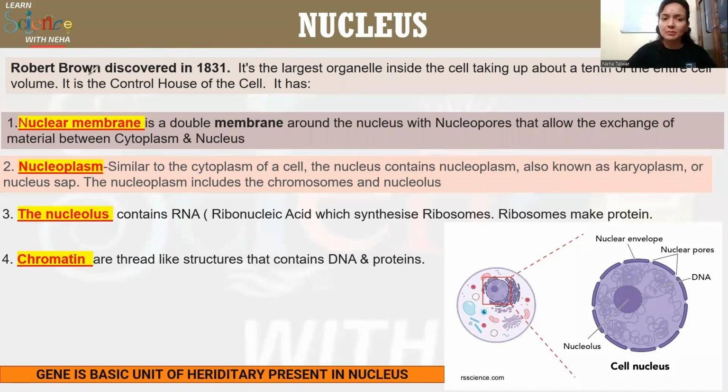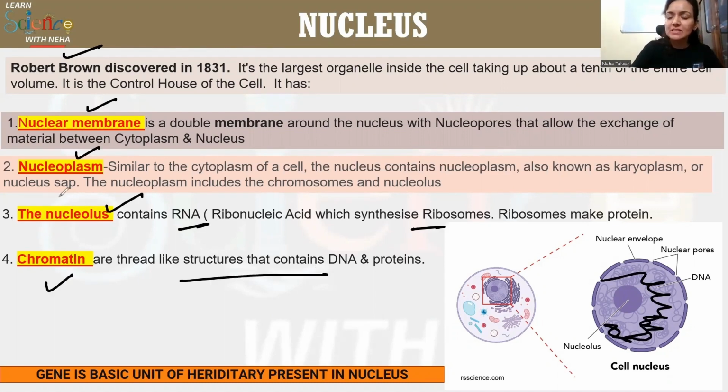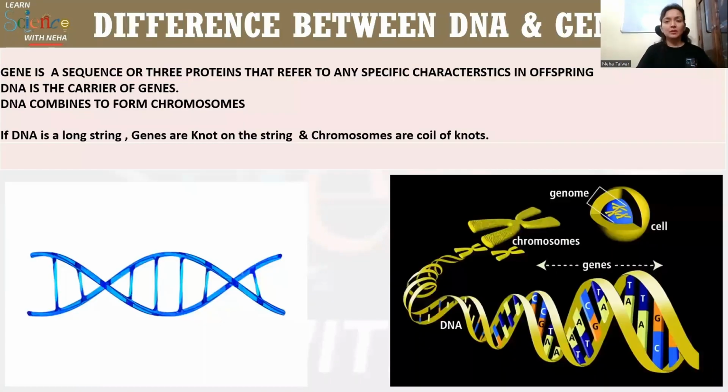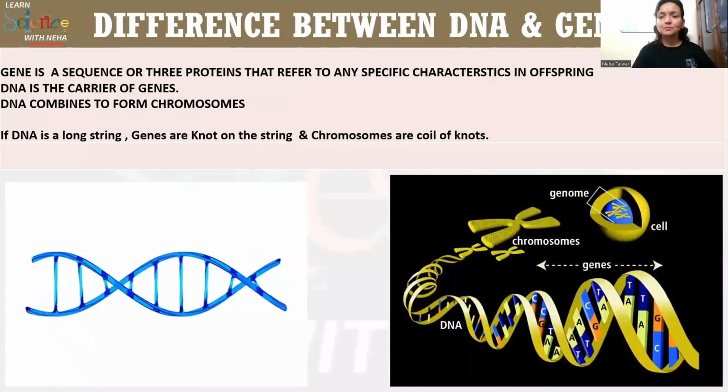So let's read about the nucleus. I told you it was discovered by Robert Brown in 1831, and it is one of the largest organelles, which occupies 1/10 of the volume of the cell. It has got a nuclear membrane, it has got nucleoplasm, which is a fluid in which the chromatin is floating. It has got a nucleolus, which has got RNA, which forms ribosomes, and chromatin, which are thread-like structures and contain DNA. DNA contains genetic information in the form of genes. Now comes a very, very important question from the exam point of view.